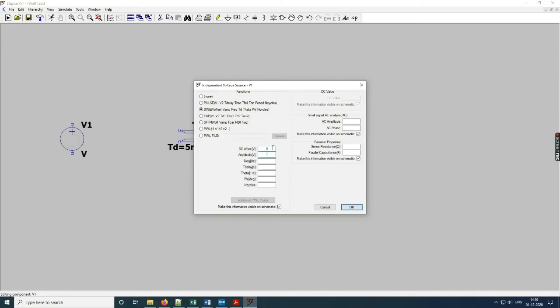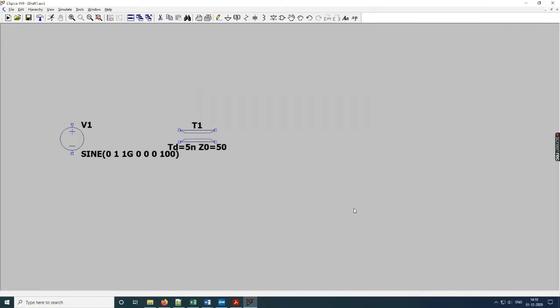DC offset is 0, 1 volt amplitude, a frequency of 1 gigahertz, which would make the time period of this wave equal to 1 nanosecond. Delay is 0, phase is 0, and let us have 100 cycles. So there we go. And let us now introduce a load. Let us put a load resistance which is not equal to the characteristic impedance. So if the characteristic impedance is 50 ohms, let us introduce a load of 100 ohms. Now let us complete the connections.